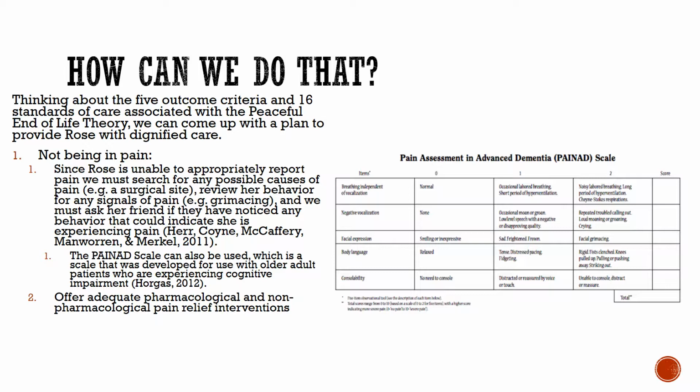The PAIN-ADD scale can also be used and is pictured on this slide. This is a scale that was developed for use with older adult patients who are experiencing cognitive impairment and could very well be used with Rose. We should also offer adequate pharmacological and non-pharmacological pain relief interventions. This could include cold compresses and warm compresses or the administration of pain medication.